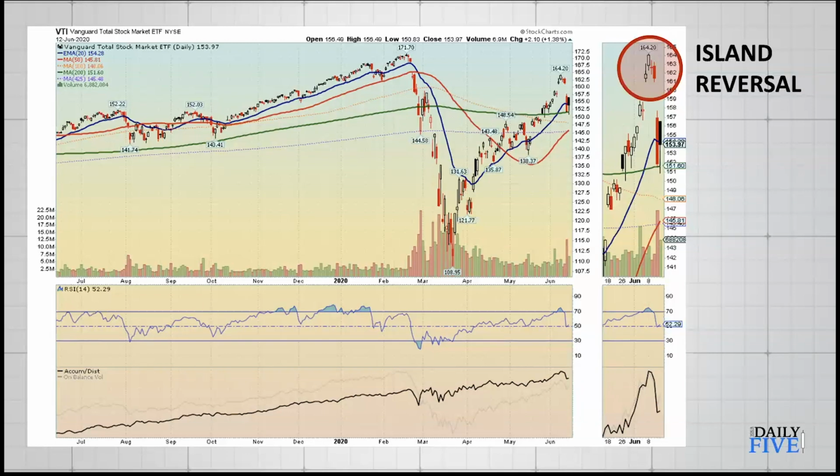So that island reversal is something that you're going to hear a lot of talk about, I think, in the coming weeks. And so that's something that I am definitely watching across not just VTI, but a lot of charts as well.